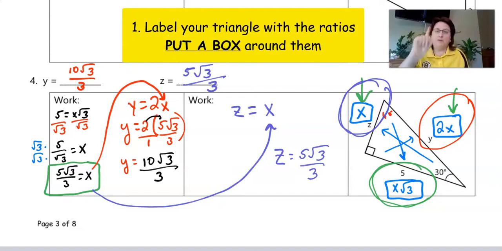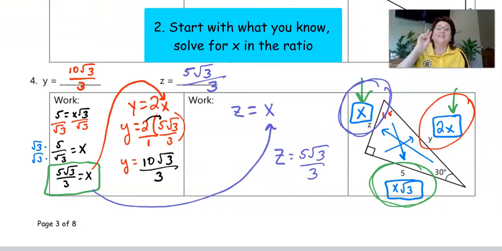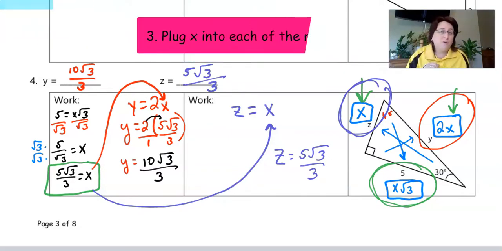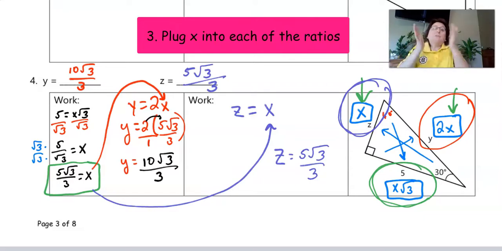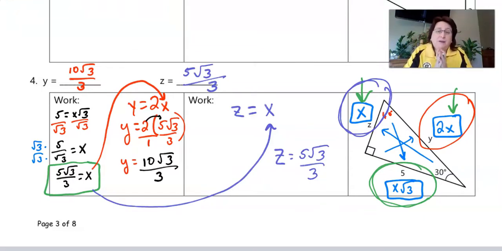Recap. Label your triangles, put a box around the ratios. Second thing, solve for x in the ratio by starting with what you know. Then go back and plug x in to each of the ratios. All right, so let's go and take a look at another one. Guys, I'm going to help you get set up on number 7. So let's go look at number 7.